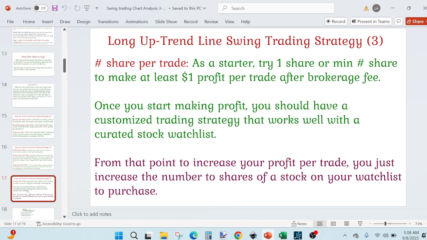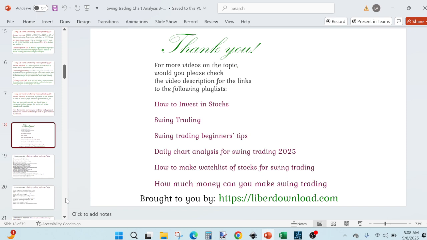Once you have confirmation that you can make profit with that strategy, trading the stocks you are trading, to increase your profit, you just buy more shares. At least that is the strategy that I'm using. That way you lower your risk of losing your money. Also, I'm using this strategy with large cap stocks. They do not fluctuate too much.